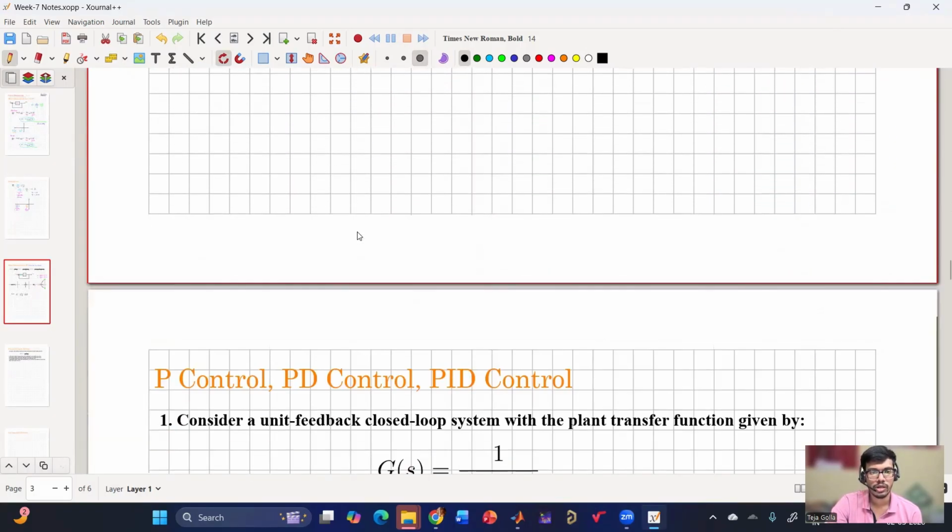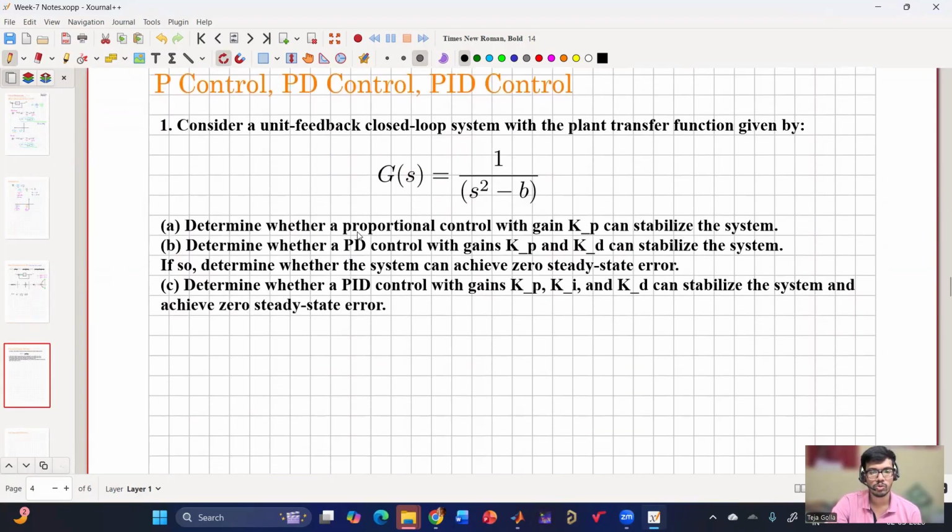Okay. So if the concept is clear, let us move to another important concept, which is the P control, PD control, as well as PID control. So I have given one open loop unstable transfer function, and you can see, Saurabh, the concept is clear, right?